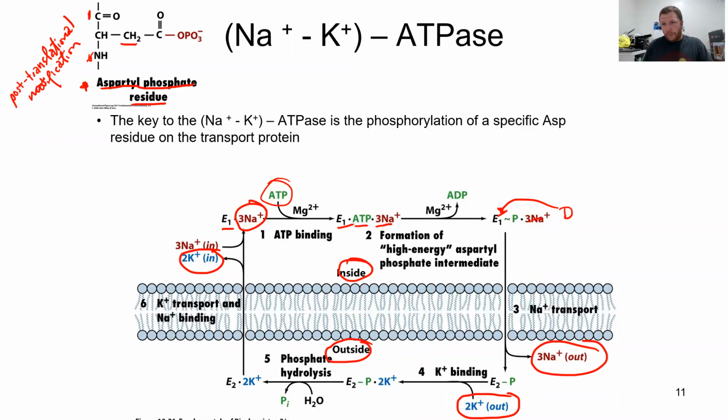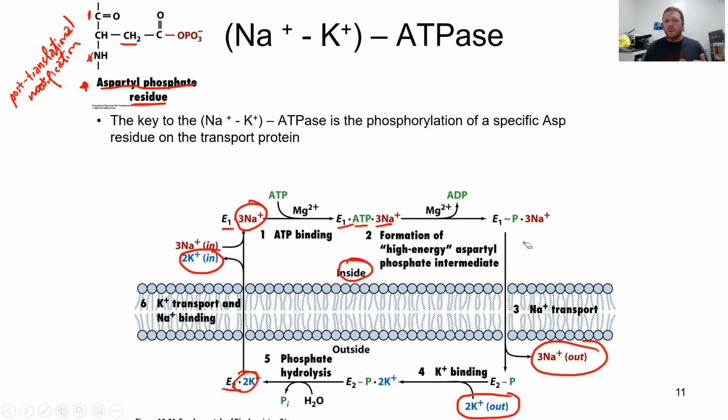So those 2 potassium ions can bind to our phosphorylated enzyme. Now, this phosphorylated enzyme is then dephosphorylated. The phosphate is hydrolyzed away from our enzyme, in which case now we have the dephosphorylated enzyme, which will bring the potassium ions to the interior side of the cell. So we have this phosphorylation event that takes place that enables a conformational change that allows the sodium ions to be transported outside of the cell.